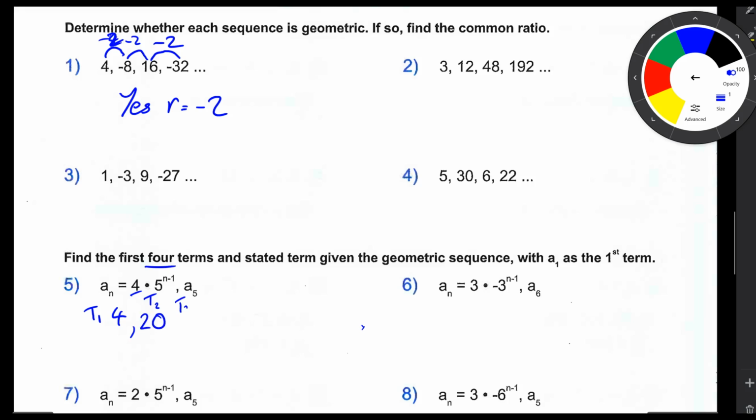Then we get term 3, okay, which is going to be 20 times another 5, so that's 100. Term 4, which is 100 times another 5, 500. Okay, and we're looking for term 5, which is 500 times another 5, so that gives us 2,500. Okay, now that's the first 4 terms in the sequence, replacing n with 1, 2, 3, and 4, and then I also found the 5th one, because that's what I was told to do there.